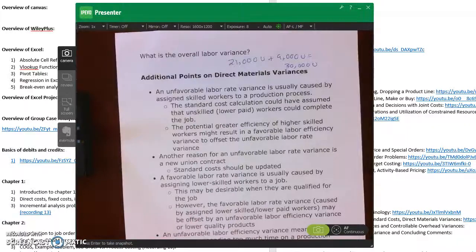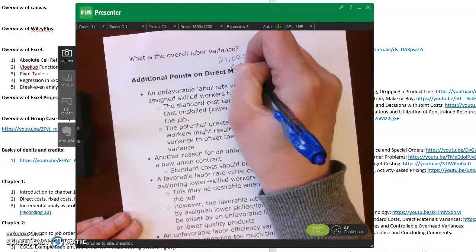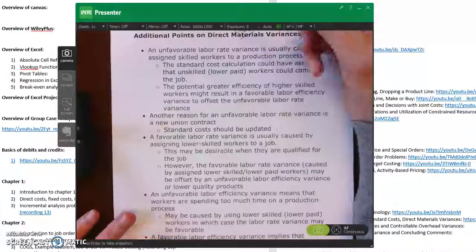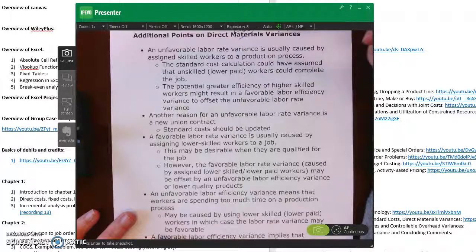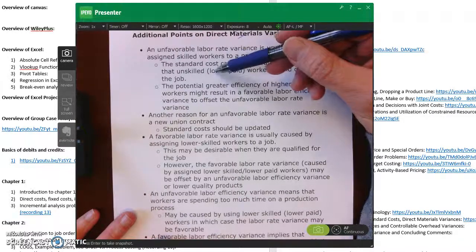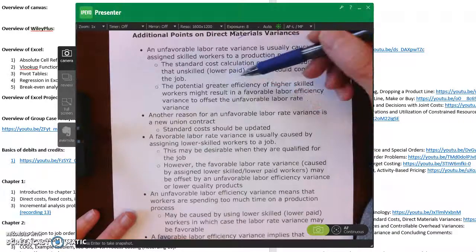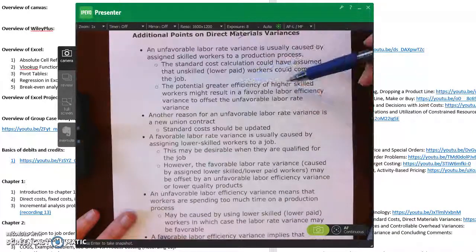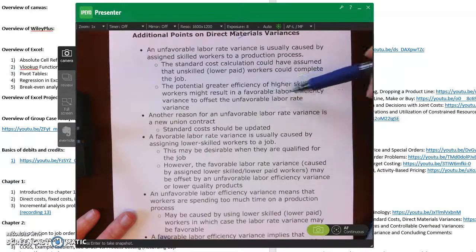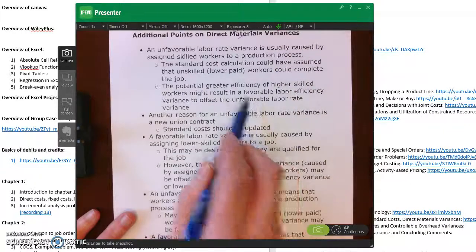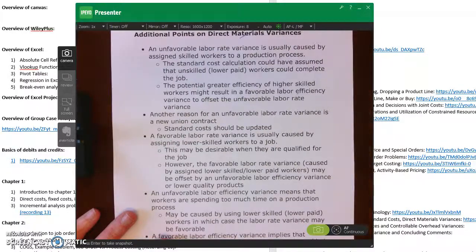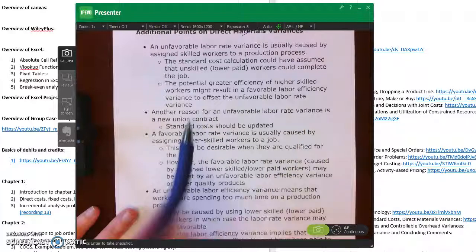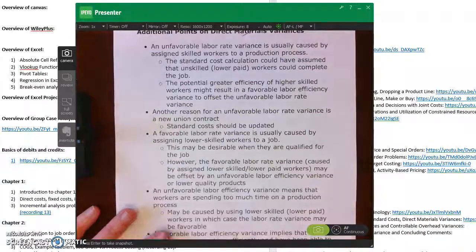Okay? So we talk about some additional points over here on our direct labor, and that's a typo. That should be our direct labor variances. Okay, we could say an unfavorable labor rate variance can be caused by assigning skilled workers to a production process. The standard cost could have assumed that unskilled workers can complete the job. The potential greater efficiency of higher skilled workers might result in a favorable labor efficiency variance, though, to offset the unfavorable labor rate. So basically, remember with the labor rate, you paid more than what you should have. Okay. Another one could be a new contract. And so in that case, we have to update our standard cost.